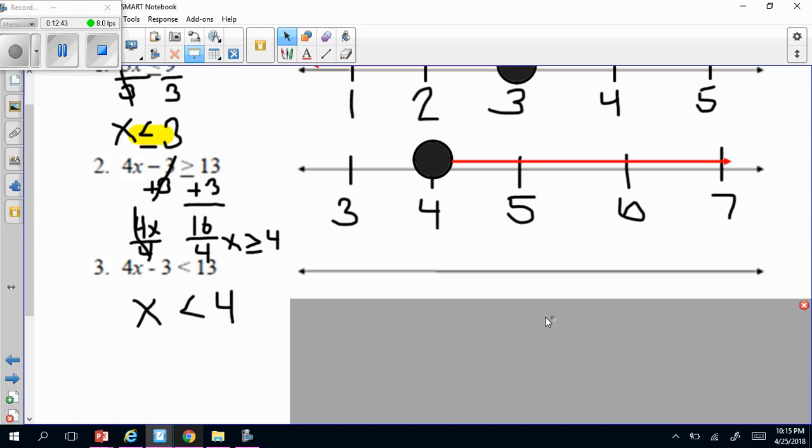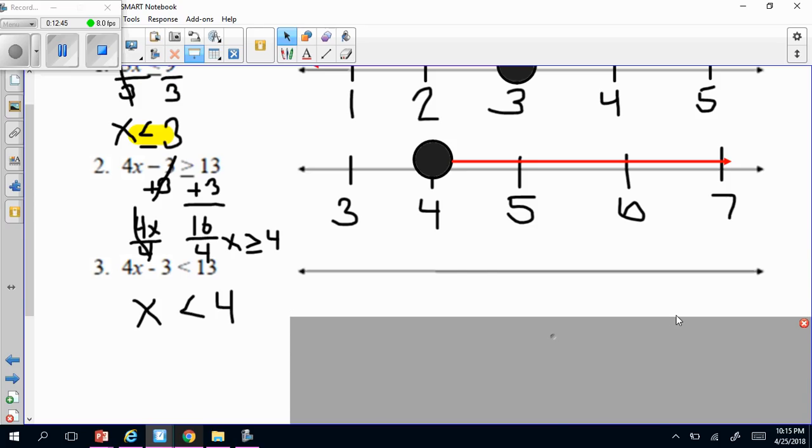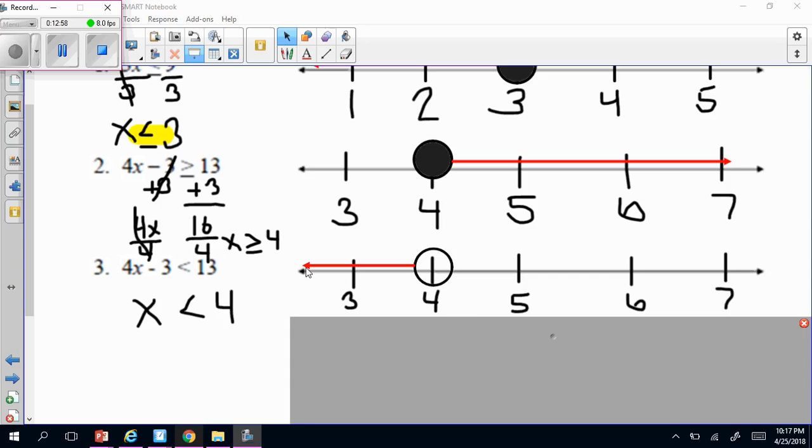So go ahead, and you should have graphed your number line. It could be the exact same thing as up here. The only thing that's different is your open circle and your direction. So your number line, again, doesn't necessarily have to look like mine, but we do know it's an open circle, and we know we're facing to the left because 3 is less than 4, but 5, 6, and 7 are not. And if you don't already have this, copy this down. You can pause the video if you need to.